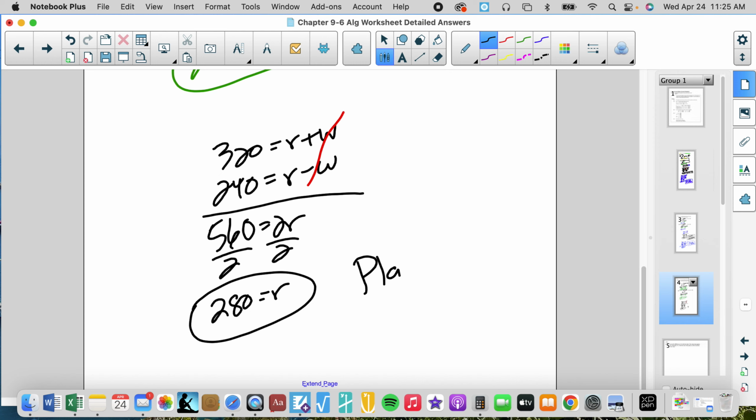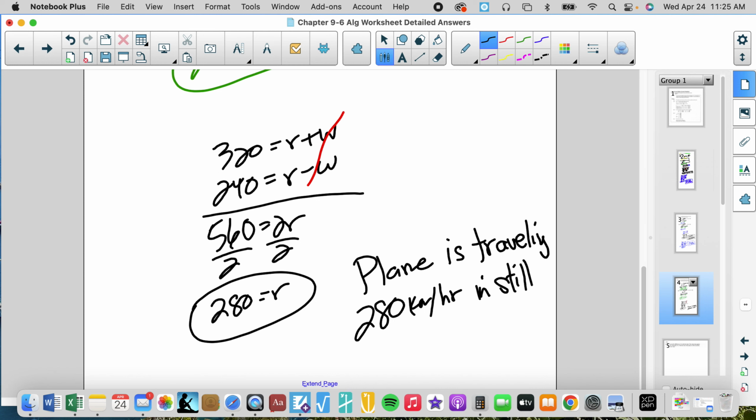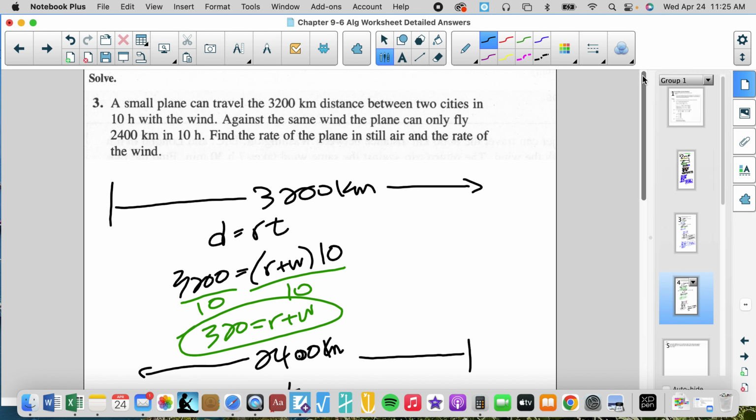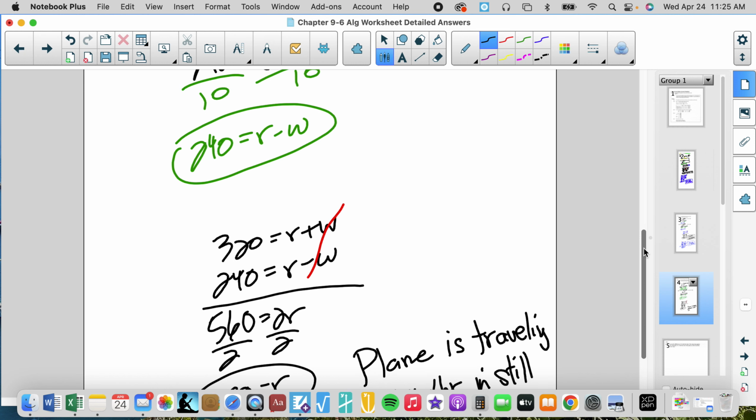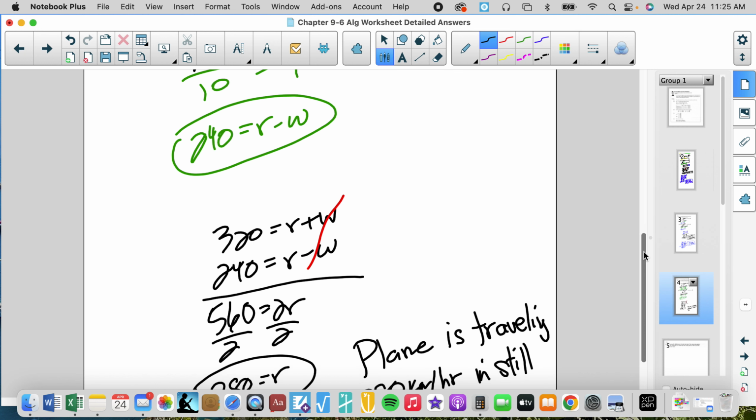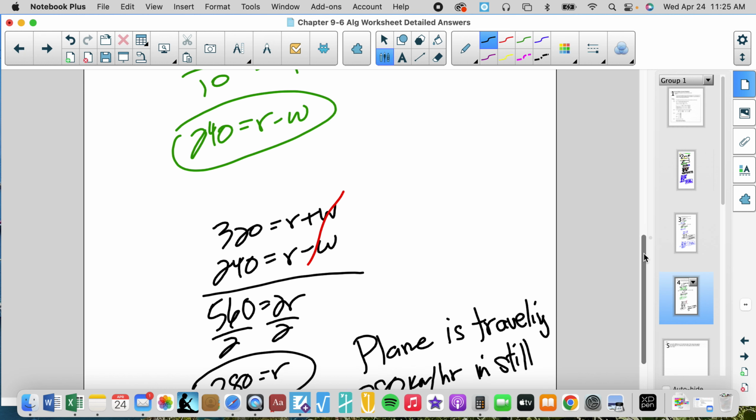The plane, even if it travels a shorter distance, is still traveling at this speed. The plane is traveling 280 kilometers per hour in still air. And is that the question? Find the rate of the plane that's still and the rate of the wind. Then we can plug it back in for wind. So we can say the rate of wind is going to be 40.